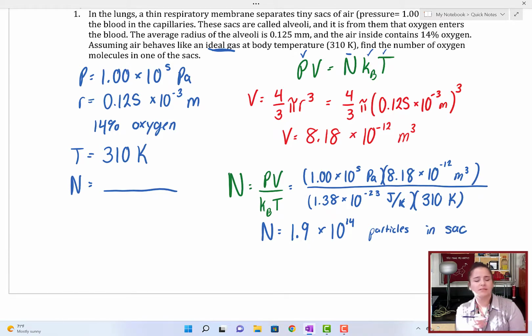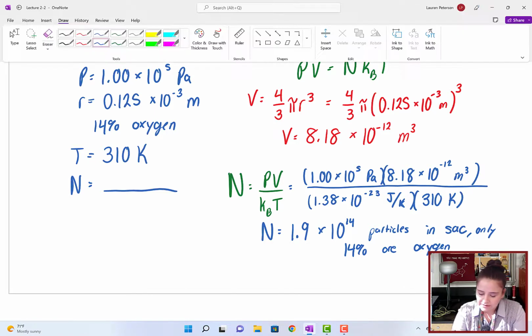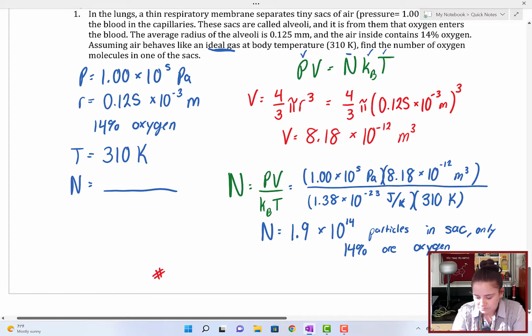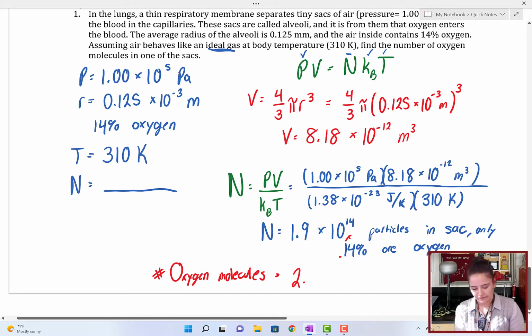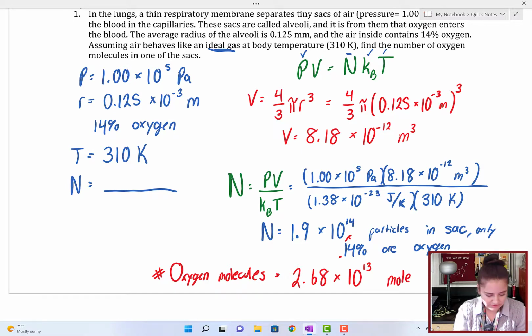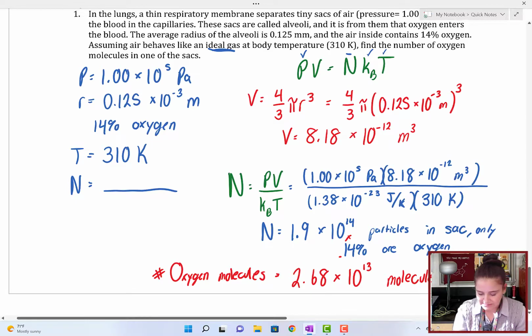But hold on. Is this the particles of oxygen? No. This is the total particles in that sac, but only 14% of them are oxygen. So to get the number of oxygen molecules, which is technically O2, it will just be this number times 14% or 0.14. So times 0.14 gives me 2.676, so I'll just say 2.68 times 10 to the 13 molecules.